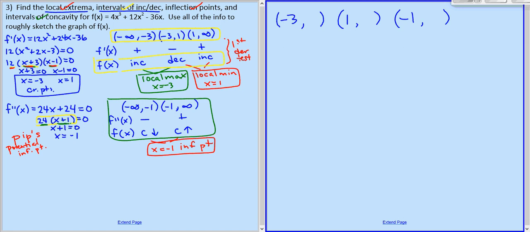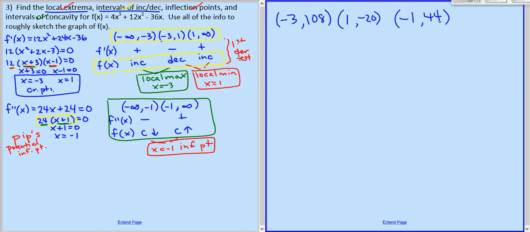So I used my calculator, and I used the table feature, and what I got for -3 was 108. For +1, I got -20. And for -1, I got 44. Okay, so we're going to plot those points.